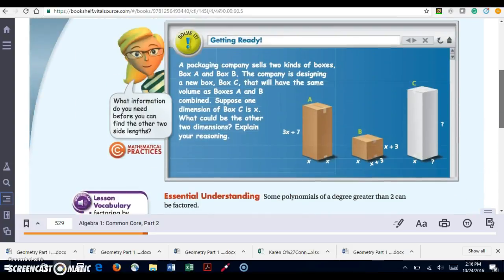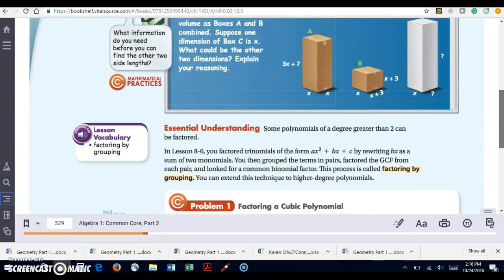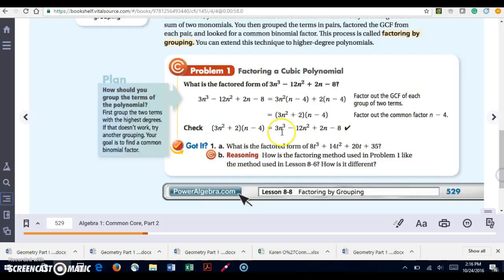Okay, let's take a look at lesson 8-8, factoring by grouping. And we're going to factor a cubic polynomial. Basically we have 4 terms, and with 4 terms, I'm going to group 2 of those terms. So I will group these 2, and I will group these 2. And then I'll pull out my common factor of each set.